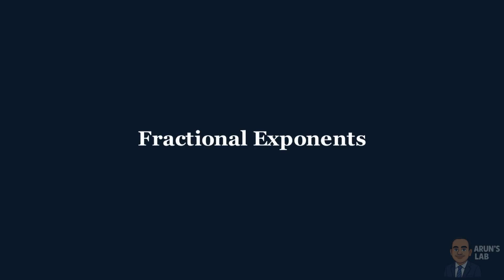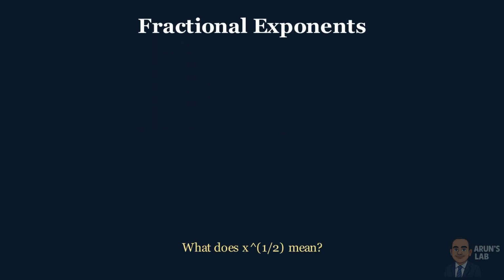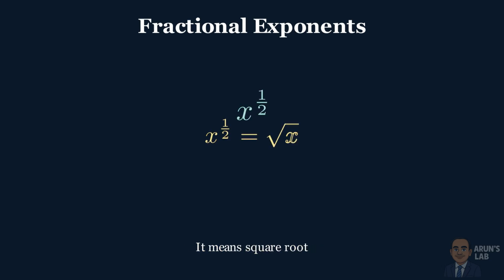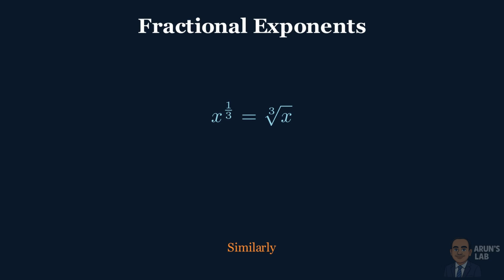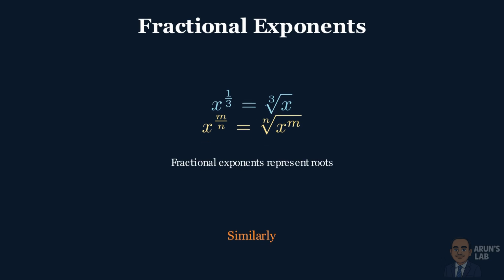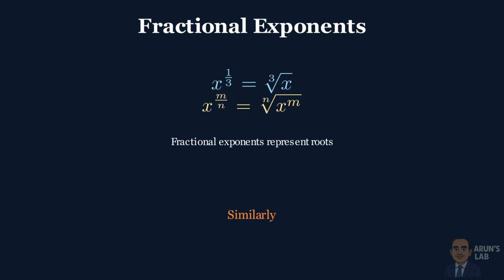What does x to the power 1 by 2 mean? It means the square root of x. x to the power 1 by 2 is equal to the square root of x. Why? Because the square root of x, all squared, is equal to x. The square root sign and the square cancel each other. Similarly, x to the power 1 by 3 is equal to the cube root of x. This rule of exponents is named the fractional exponent rule.